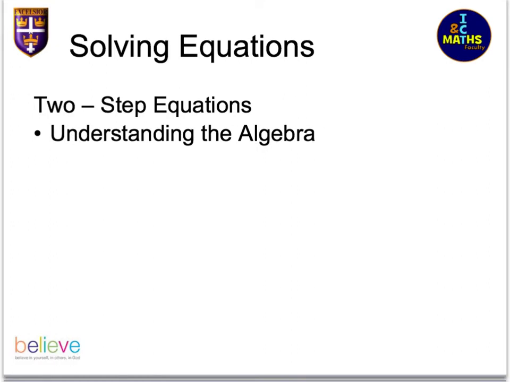The key skill when we're trying to solve a two-step equation is we need to be able to read the algebra. We need to be able to look at it and see which two operations have taken place, and crucially, what order that happened in.